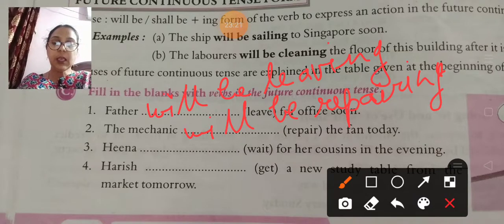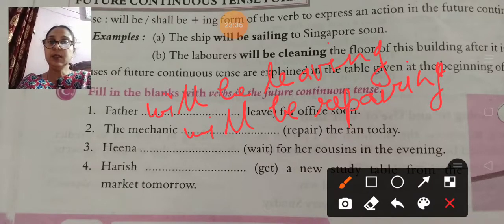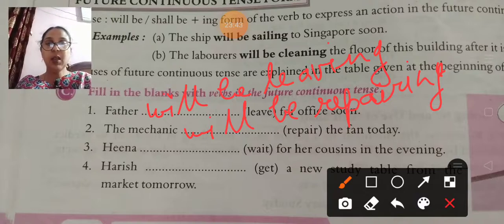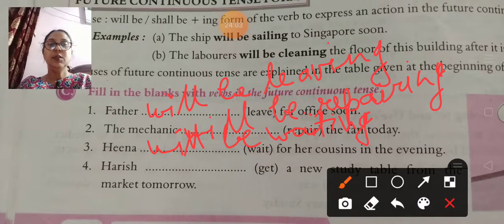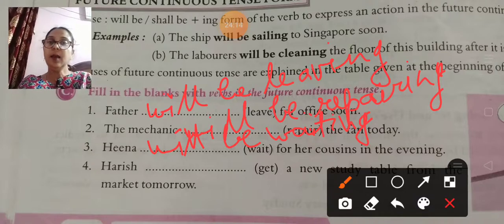Now third one, Hina dash for her cousins in the evening. Now how can we write? Hina will be waiting, because the verb is given, so that is why we add only ing. I hope it is clear to you. So will be waiting. Write down: Hina will be waiting for her cousins in the evening.